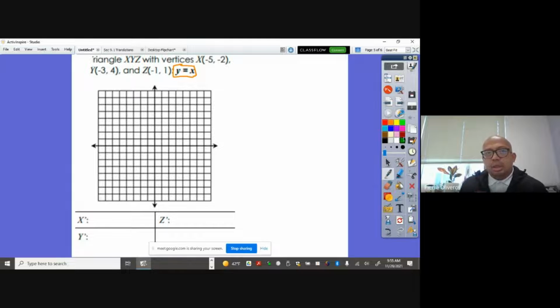So the first thing we're going to do, let's plot the points. Negative 5, negative 2 is my X. Negative 3, up 4 is my Y. Z is negative 1, 1. And so therefore my triangle XYZ is right here.